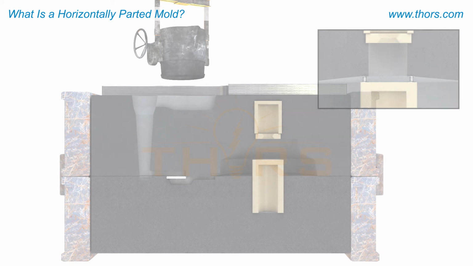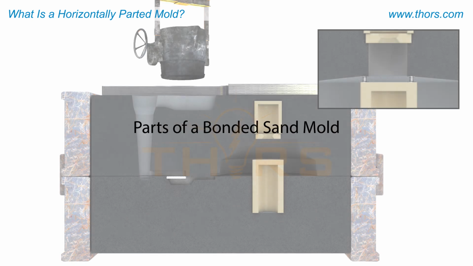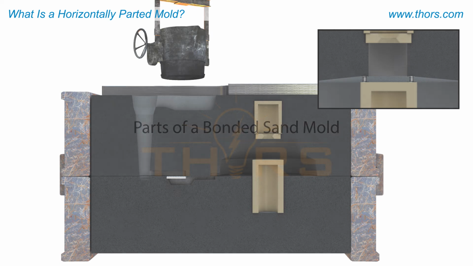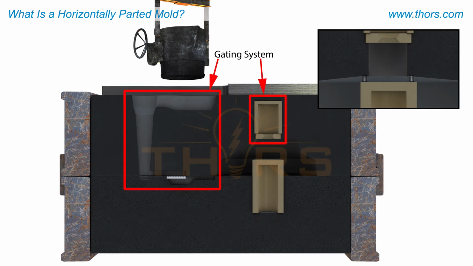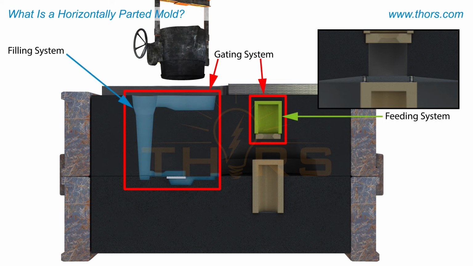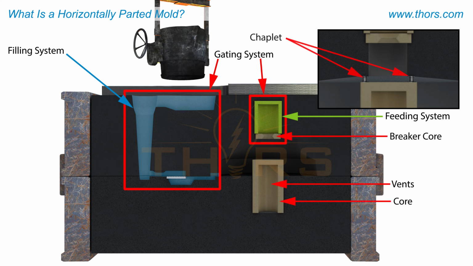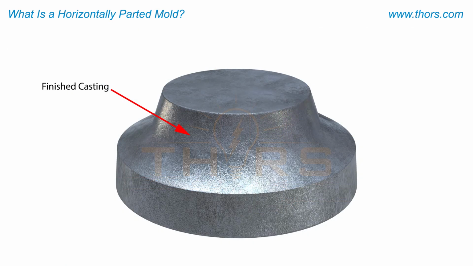To better understand a bonded sand mold, it is important to know the parts of the mold and each part's function. The parts of a bonded sand mold include the gating system, which is composed of the filling system and the feeding system. Additional features may include the core, breaker core, vents, chaplet, and filter. All of these parts contribute to how molten metal travels through a mold to produce a sound, quality casting.